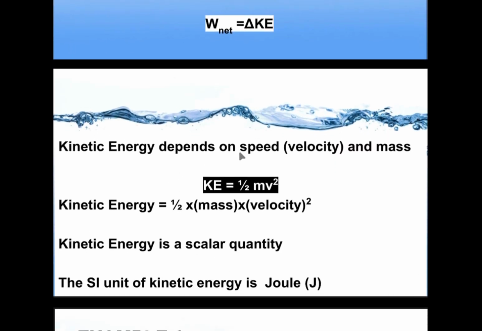But kinetic energy depends on speed, that is velocity, where velocity is speed in a given direction, and mass. So the formula is KE is equal to half mv squared. Kinetic energy is equal to half times the mass, where m is mass, times velocity squared, where v is velocity. Kinetic energy is a scalar quantity. The SI unit of kinetic energy is joule.